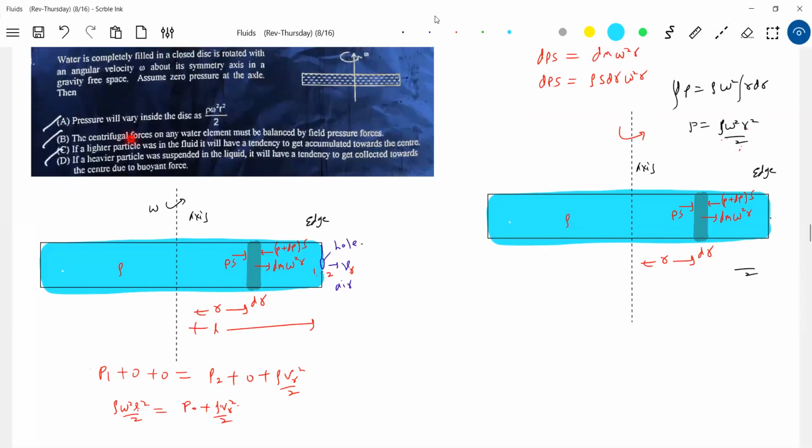Okay, let's come to this one. The centrifugal force on any water element must be balanced by the pressure force. I think that's what I started, no? The very basic equation. If a lighter particle was in the fluid, it will have a tendency to get accumulated towards the center. Definitely. Or will it be here? If a lighter particle was in the fluid, it will have a tendency to get accumulated towards the center. I think it should be so, no? A lighter particle, mass will be less. If a heavier particle is there, the mass will act, the heavier particle will be here, lighter particle will be here.